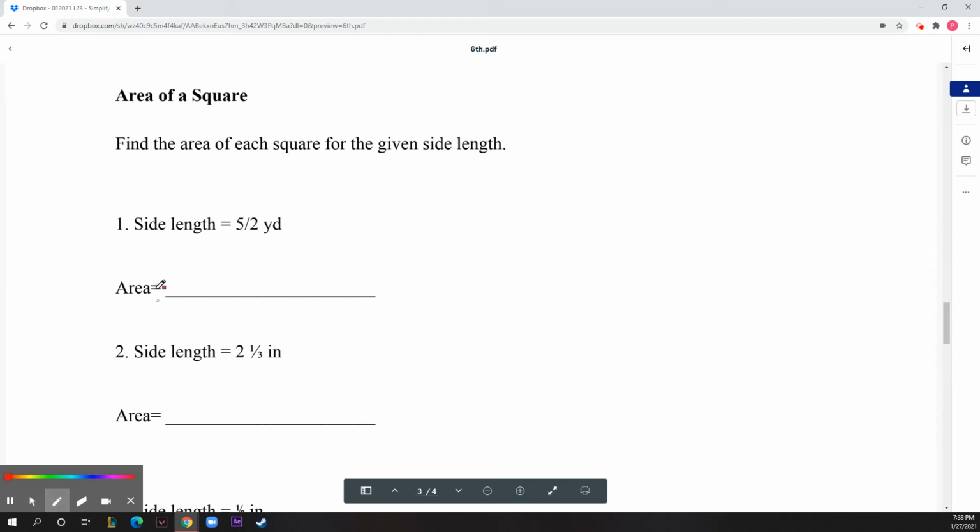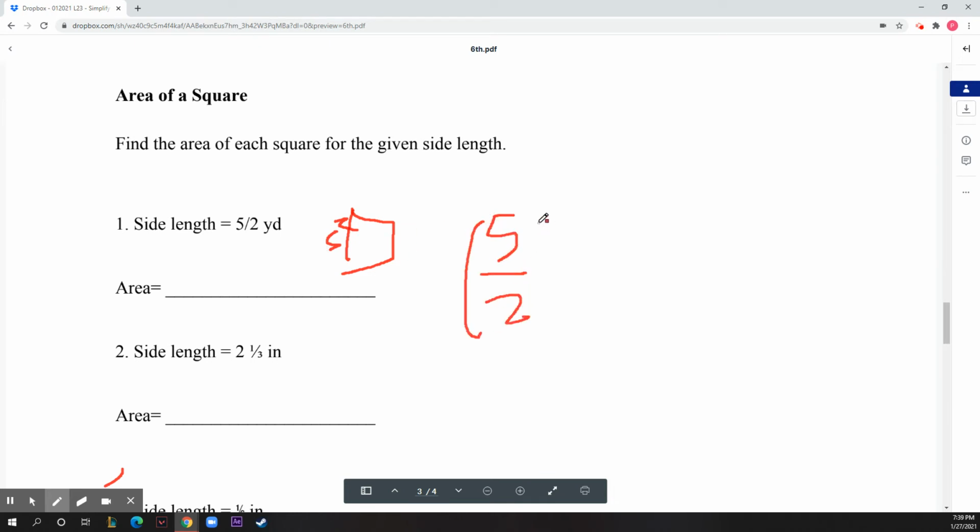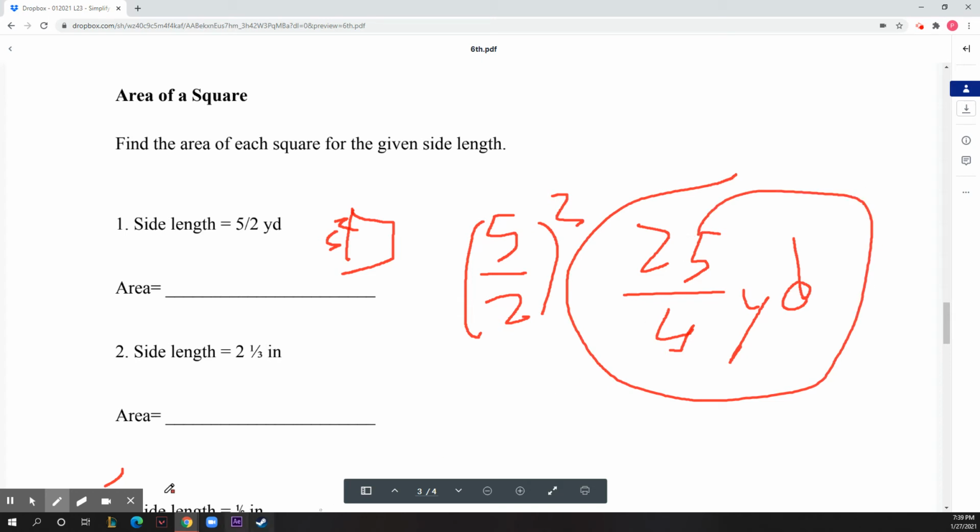The third section is the area of a square, and so the area of a square, which means that the side length is just s squared. Okay, and so if the side length is 5/2, you would need to square both the numerator and denominator. 5 squared is 25, and 2 squared is 4. So this would be our answer: 25/4 yards squared.